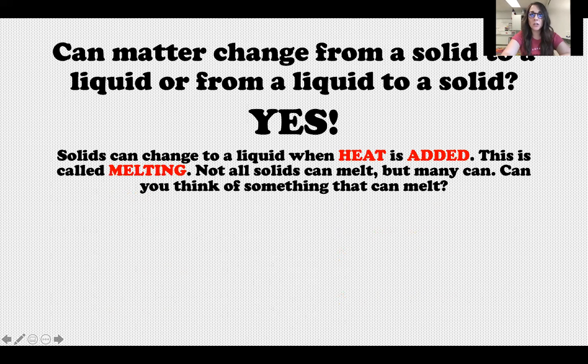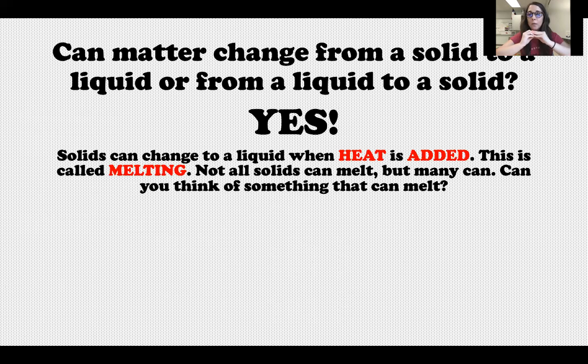Solids can change into a liquid when heat is added. This is called melting. Not all solids can melt, but many can. Can you think of something that can melt? There's lots of things that can melt. Ice, cheese, candles, butter, crayons, marshmallows, chocolate, all of those are things that can melt. Melting is when a solid gets heated up and it turns into a liquid, okay?